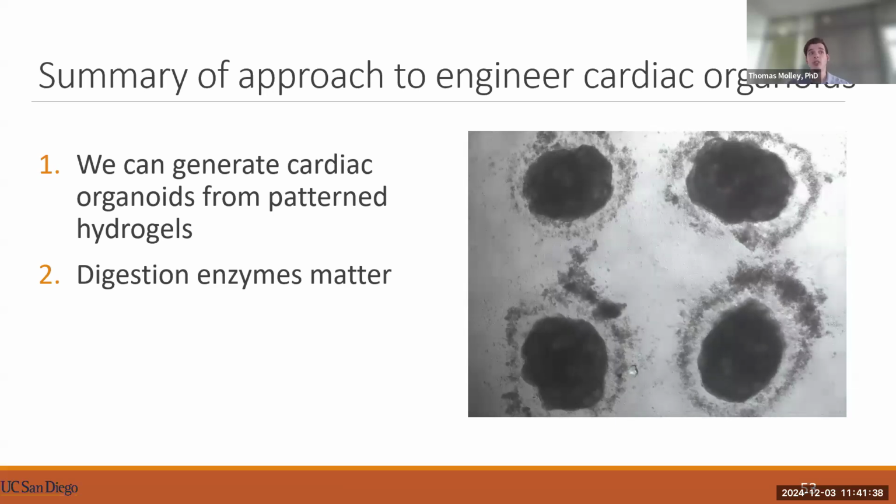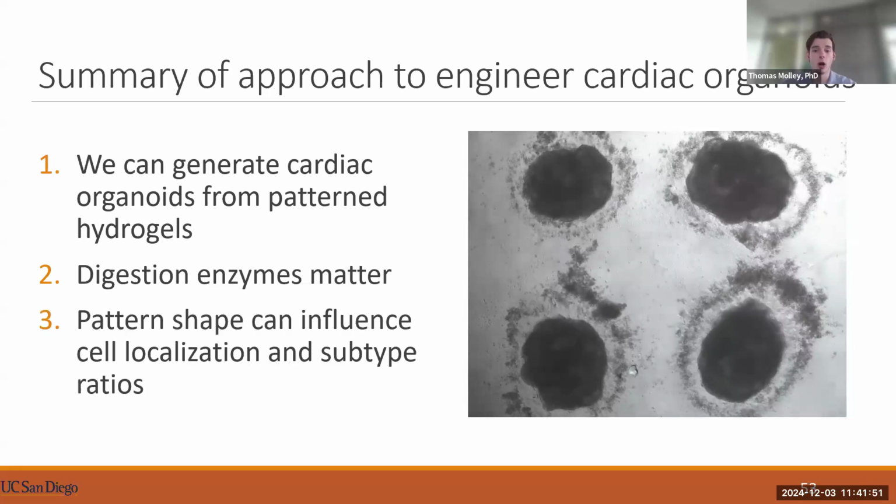And so we're still doing some more optimization and trying different protocols. I'm sure, as most of you know, these optimizations can go on forever. And so at some point you have to say, okay, we've got a good protocol and we're going to move forward. And we're happy with our papain setup that we've got. And as well as I've given you a little teaser on how pattern shape can influence not only the cell localization, so where these cell subtypes and cardiac cells are locating, but also the ratios of these different subtypes.